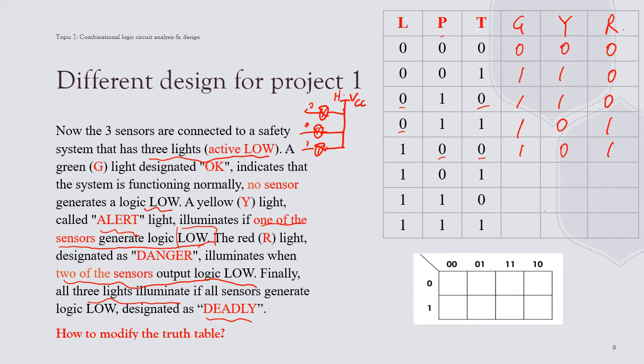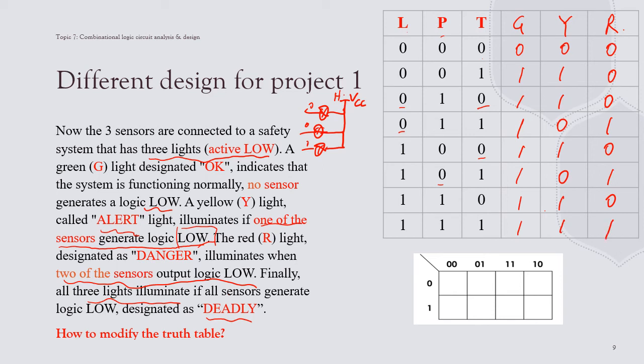Oh, sorry, not yellow light. So I have 2 sensors give out abnormal states, which means this is danger. So R should be on, these 2 should be off. 1, 0, 1, this is alert, so this will be on, these 2 will be off. 1 1 0, danger, so 0 1 1. 1 1 1, nothing is wrong, so nothing will be on, so you get 1 1 1.